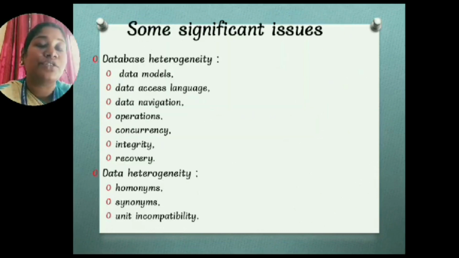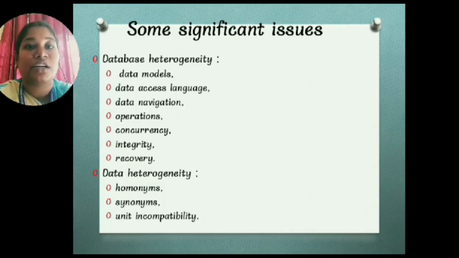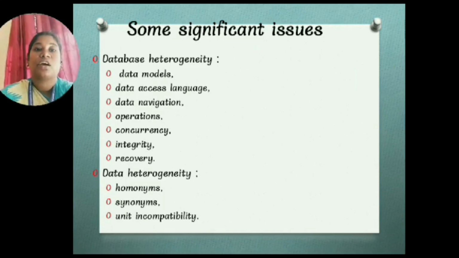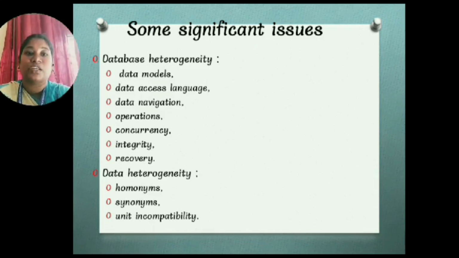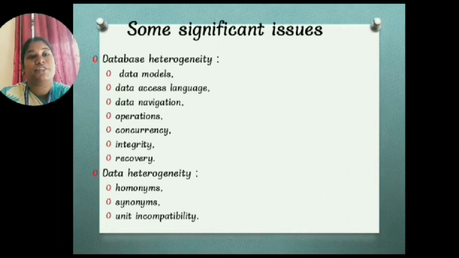Some significant issues in a data warehouse are database heterogeneity and data heterogeneity. In database heterogeneity: data models, data access language, data navigation, operations, concurrency, integrity, and recovery. In data heterogeneity: homonyms, synonyms, and unit incompatibility.